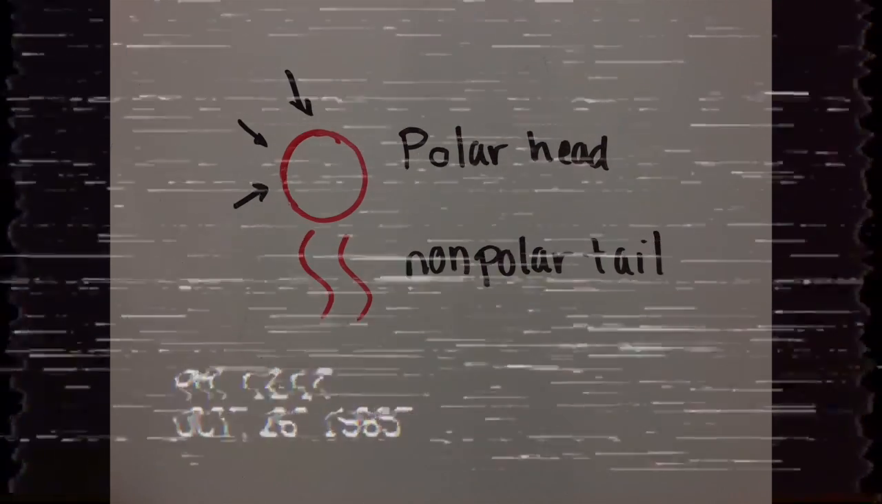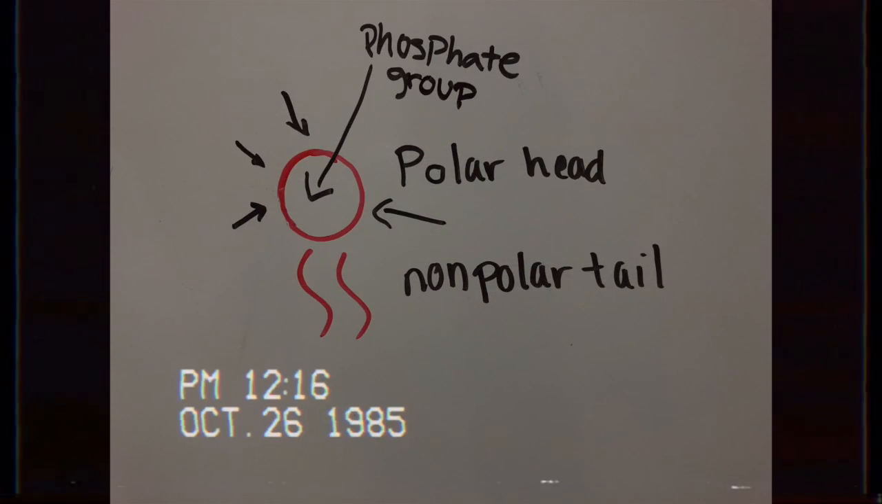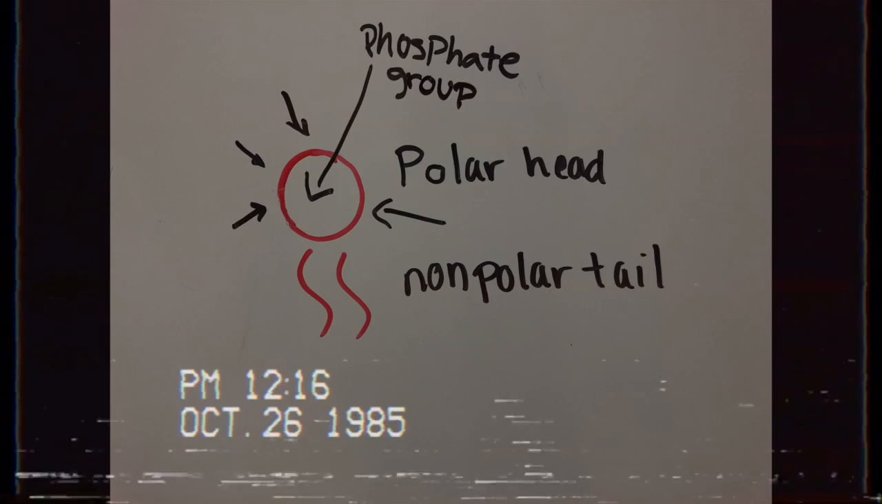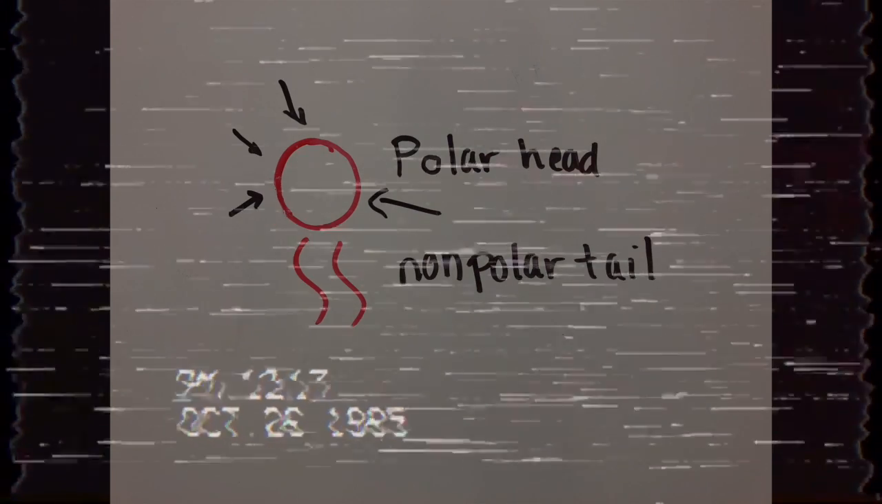A phospholipid is a lipid consisting of glycerol bound to two fatty acids and a phosphate group. Phospholipids form a membrane that makes up the outer layer of human cells and plays a large role in determining what enters and exits the cell.